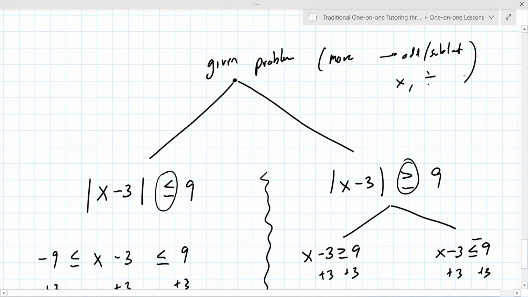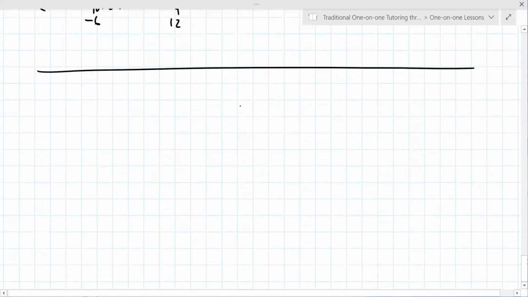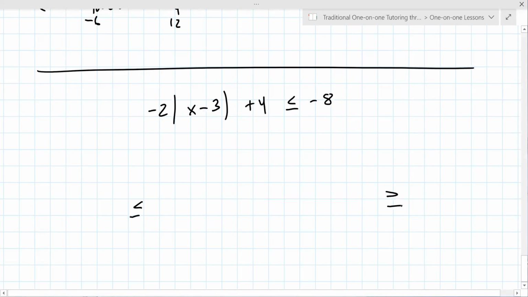You may have to add, subtract, multiply, divide. So is it like asking me to prove it with the other way to do it? No, but okay, what I'm trying to say, let me give you a problem. -2 absolute value of x minus 3 plus 4 is less than or equal to -8. So is this a less than or equal to problem or a greater than or equal to problem? It will be a greater than or equal to problem since you're moving a negative over. Probably, but we should do the steps first.